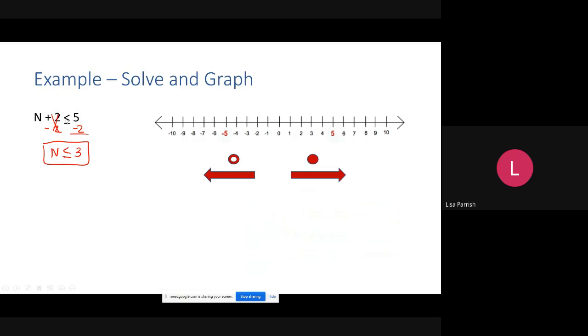So we have solved our problem. Now we want to go over here and graph it. Now you don't have to make a number line from negative 10 to 10.